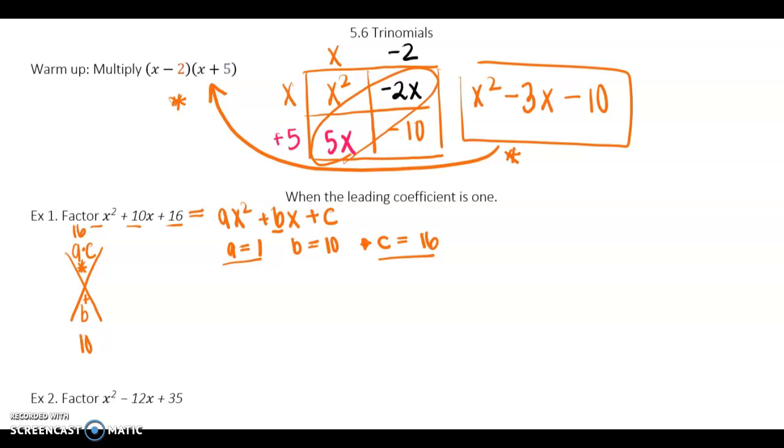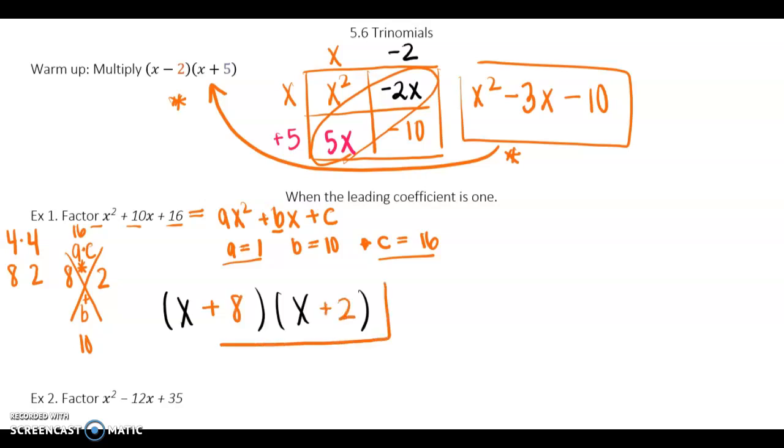I know 4 and 4 multiplies out to 16, but that does not add up to 10. What about 8 and 2? Yes, that multiplies out to 16, and that adds up to 10. So we're good there. Now that those are our numbers, you're going to place them in this template format, each one of those numbers here. So plus 8, plus 2, and then that would be your answer.